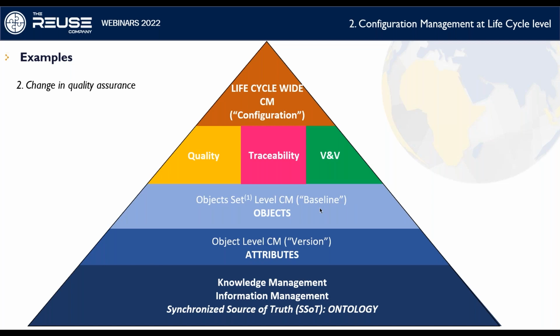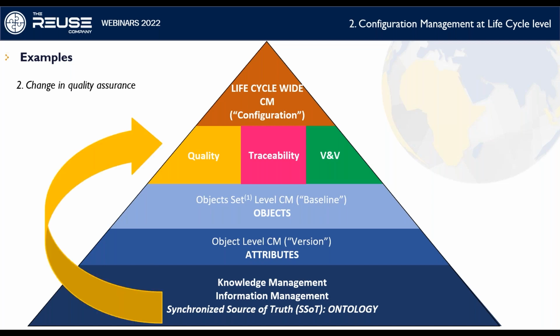In the second example, that's even more interesting, because we're not changing the object. We're just changing the quality assurance methodology, changing the way we assess the objects. So when I said we need to have a knowledge management system, this information would be communicated and spread throughout the teams and the organization by the knowledge management system. So a change in the standards that might affect the way we assess the objects is coming from this synchronized source of truth, which is affecting the quality of the overall configuration.